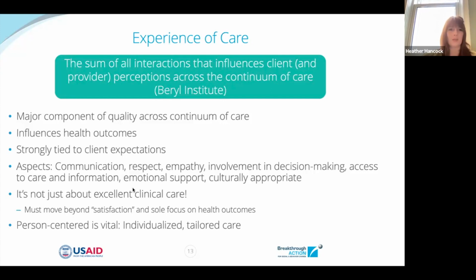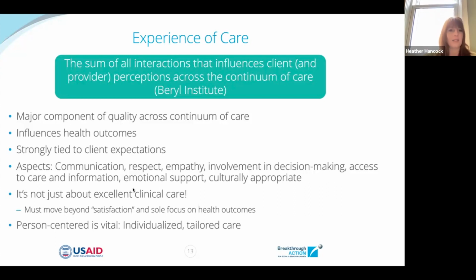In one of the countries where we were working on respectful maternity care, we discovered that providers' main goal was to deliver a safe baby and to have a healthy mother. And that goal was so important to them that other aspects of care kind of fell to the wayside. And we discovered that in order to deliver a safe and healthy baby, oftentimes that would justify disrespect or ill treatment of the mothers.